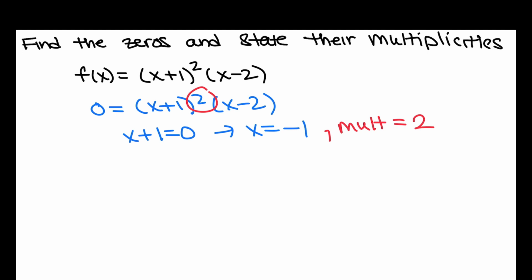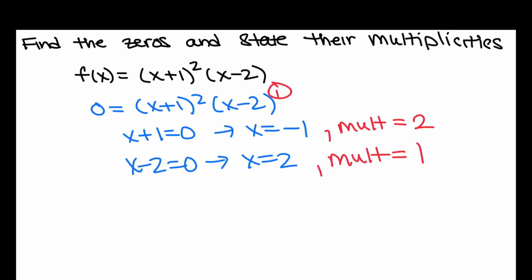So we say x equal negative 1 is a 0, but it has a multiplicity of 2 because it comes from two identical factors. Or in other words, the exponent with that factor is a 2. The other factor is x minus 2. That gives us a 0 of x equal 2. That factor technically has an exponent of 1. It only occurs one time. So we say that 0 has a multiplicity of 1.